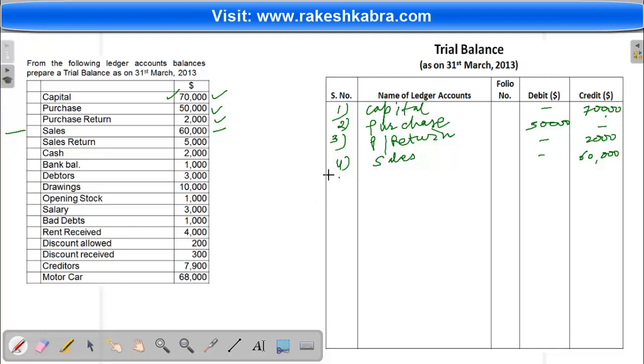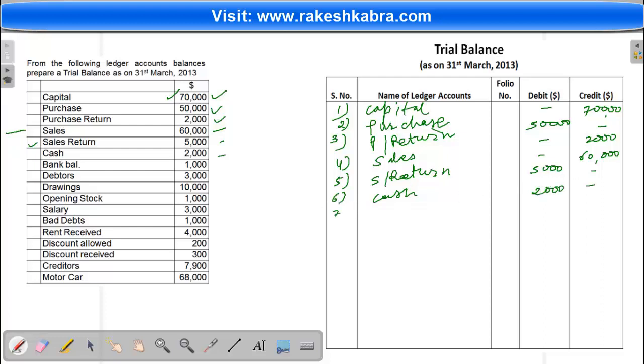Now next account, tell me which is the next account. Sales return. Sales return means earlier we sold and now customers are returning, so we are getting back the goods. Goods are coming in, so debit what comes in. 5,000. Debit what comes in. Okay. Now next account is which one? Cash. And I told you that cash always shows a debit balance. I explained. So 2,000 debit balance.